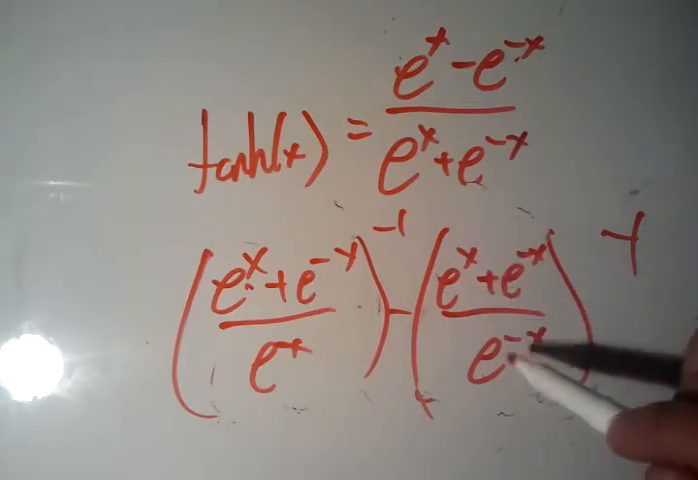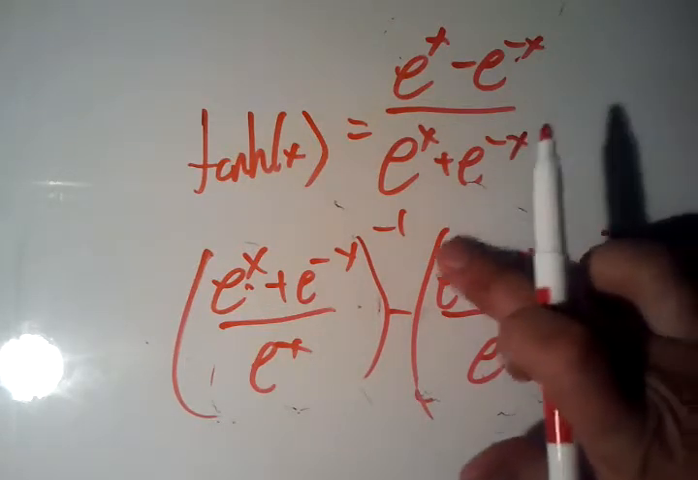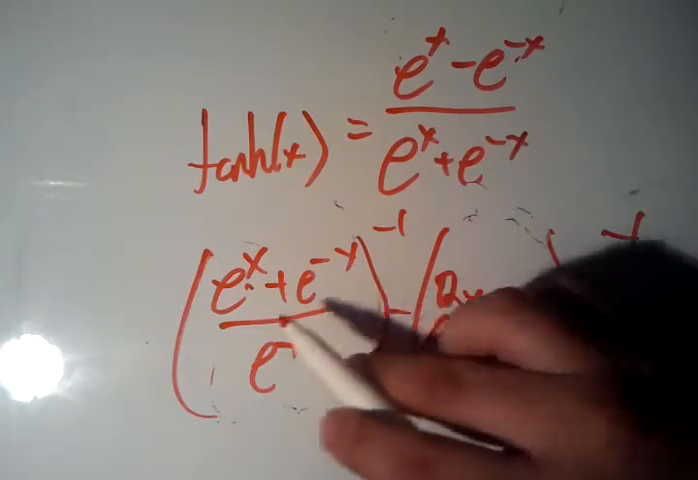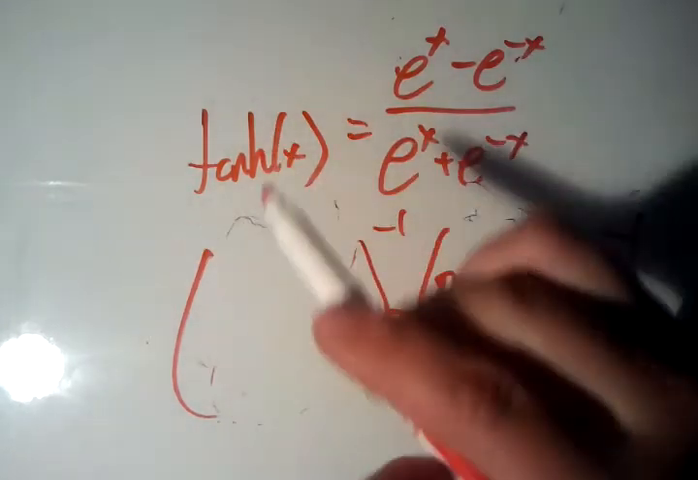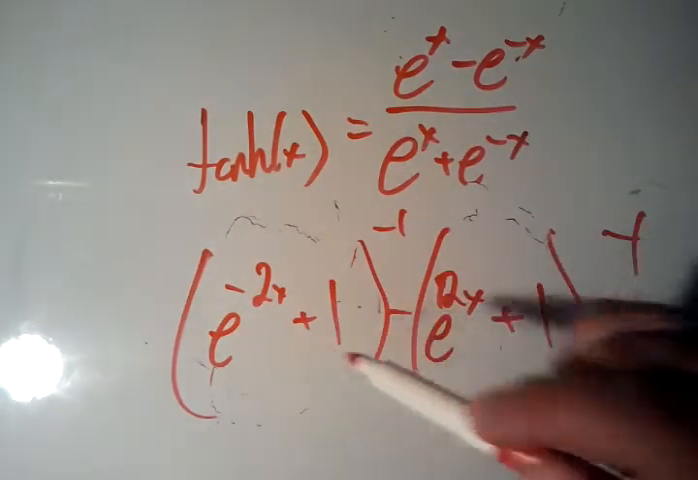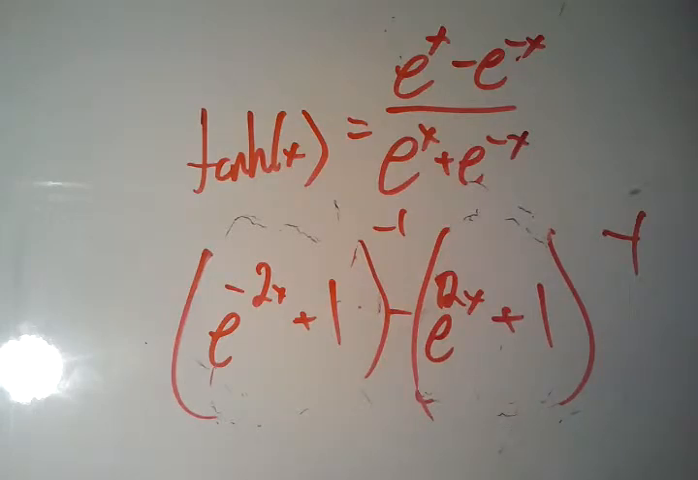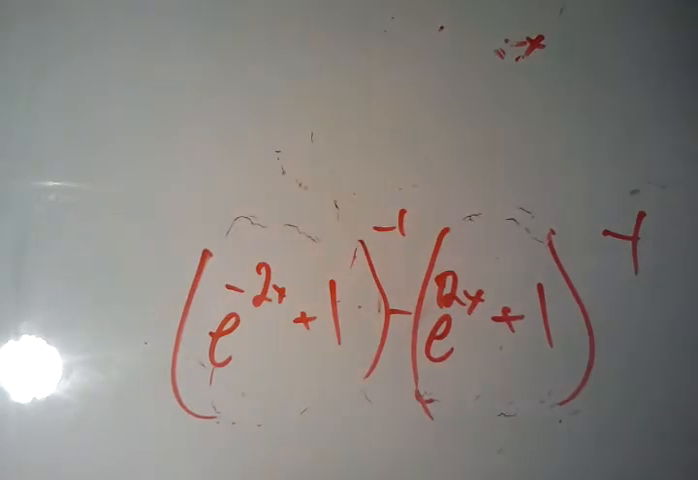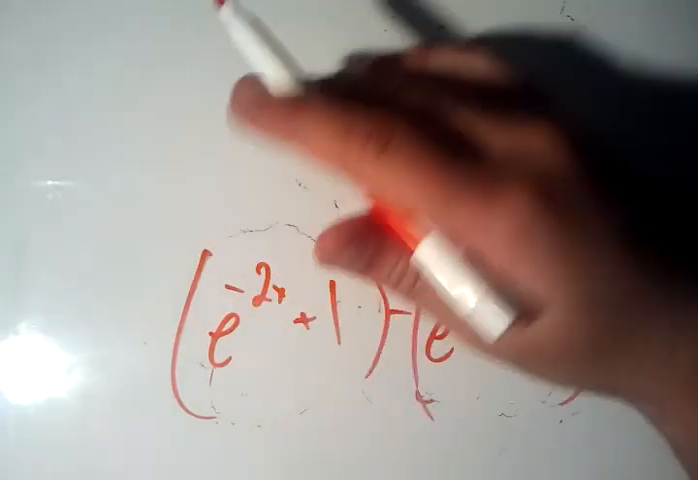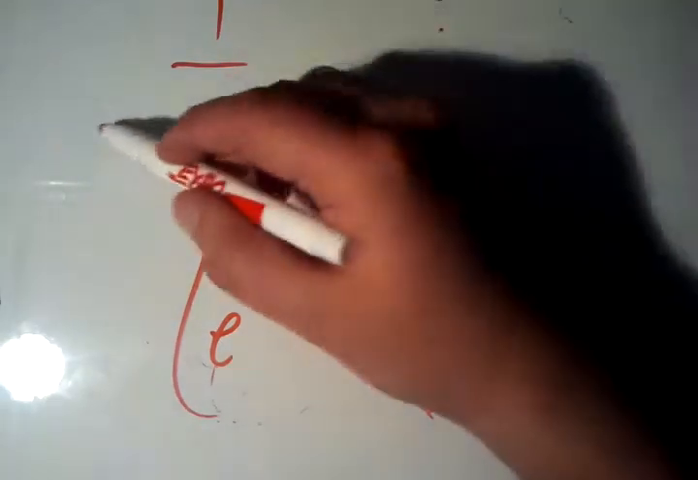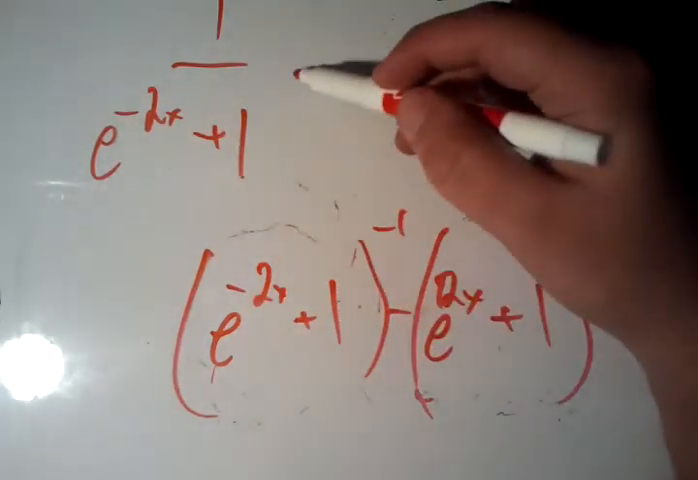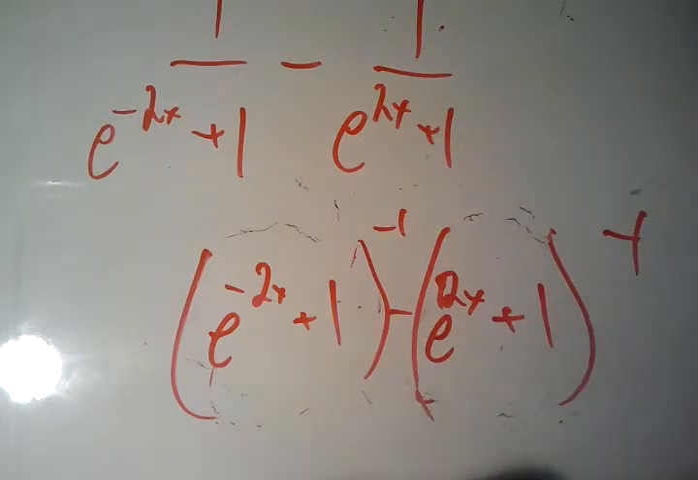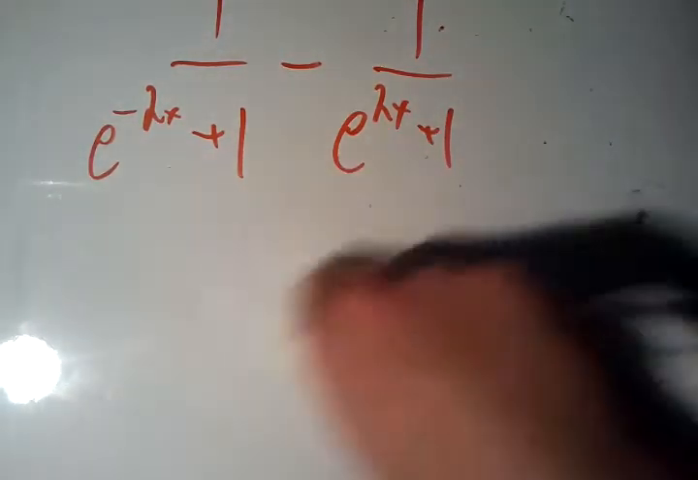So if we split e to the x and e to the negative x up, this becomes e to the 2x, and that becomes 1. So it's going to become e to the 2x plus 1. And this becomes e to the negative 2x plus 1. Okay? And then I'm going to erase our initial little statement up here, and I'm going to write this as I have it up here. So it's going to become 1 over e to the negative 2x plus 1 minus 1 over e to the 2x plus 1. And then I'm going to get rid of our bottom statement down here.